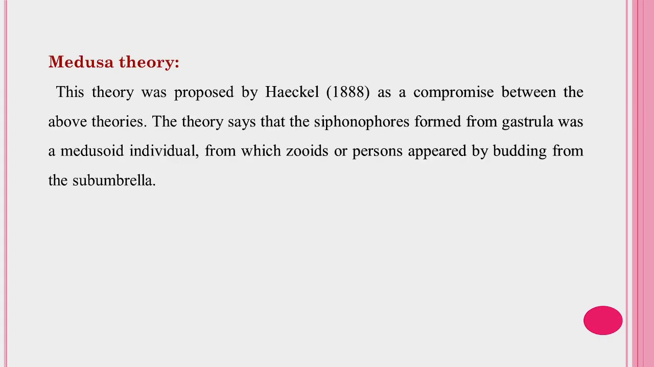And the third theory is the medusoid theory, proposed by Haeckel. According to Haeckel, there is a compromise between the above theories. This theory states that the siphonophores formed from the gastrula may be medusoid individuals. The zooids or persons appearing by budding from the sub-umbrella of the medusoid individuals may be modified into various forms.